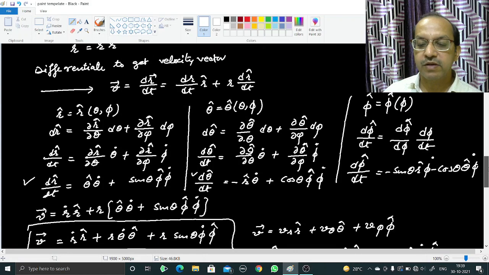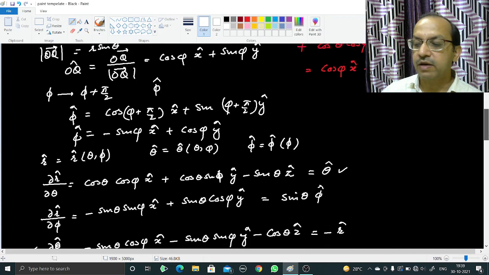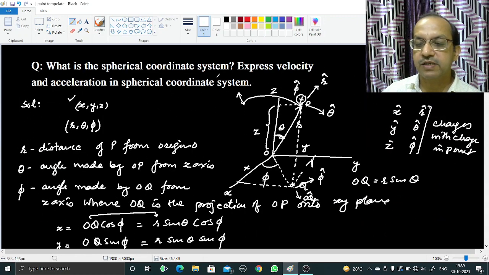And earlier we have also calculated the 3 components of velocity. The V_r component is r dot, V theta is r theta dot, and V phi is r sin theta phi dot. So in this way, we have explained the spherical coordinate system, and we have also expressed the velocity and acceleration in the spherical coordinate system.